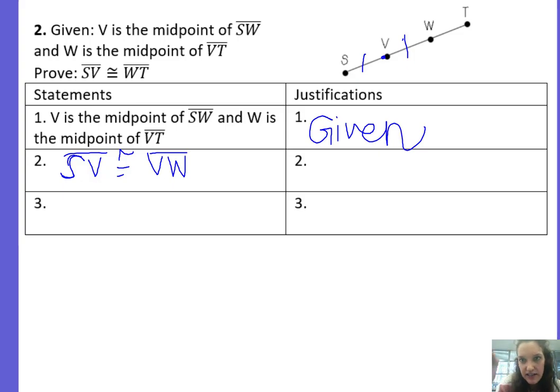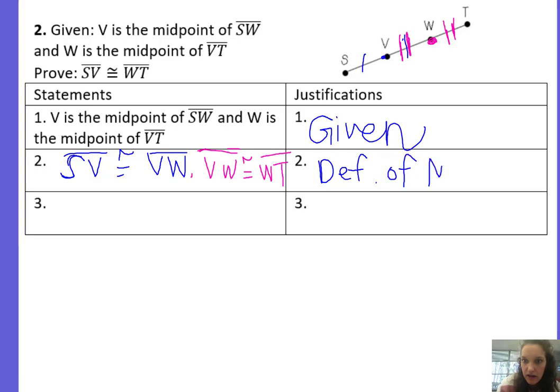And then it also tells me that W is the midpoint of VT. So that means that WV and WT are going to be congruent since W is the midpoint of that segment. So I can put that in my proof. VW needs to be congruent to WT. And why am I allowed to say that those segments are congruent? My reason is, well, that's the definition of a midpoint. That's what it means for that point to be the midpoint. Those two segments have to be congruent to each other. That is the definition of a midpoint.